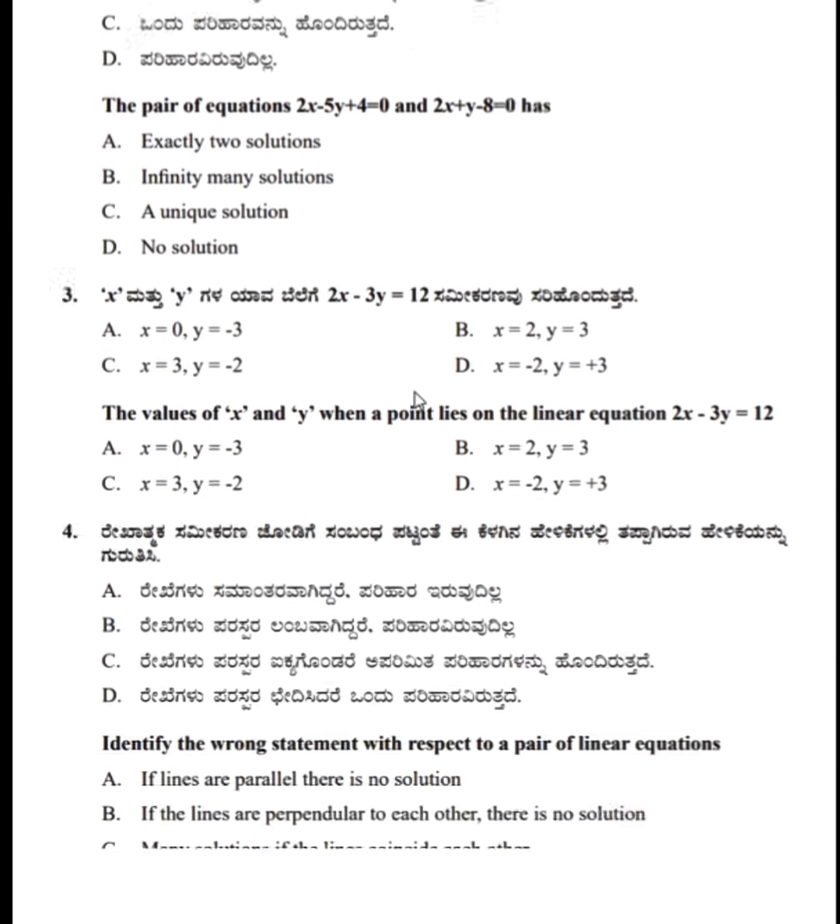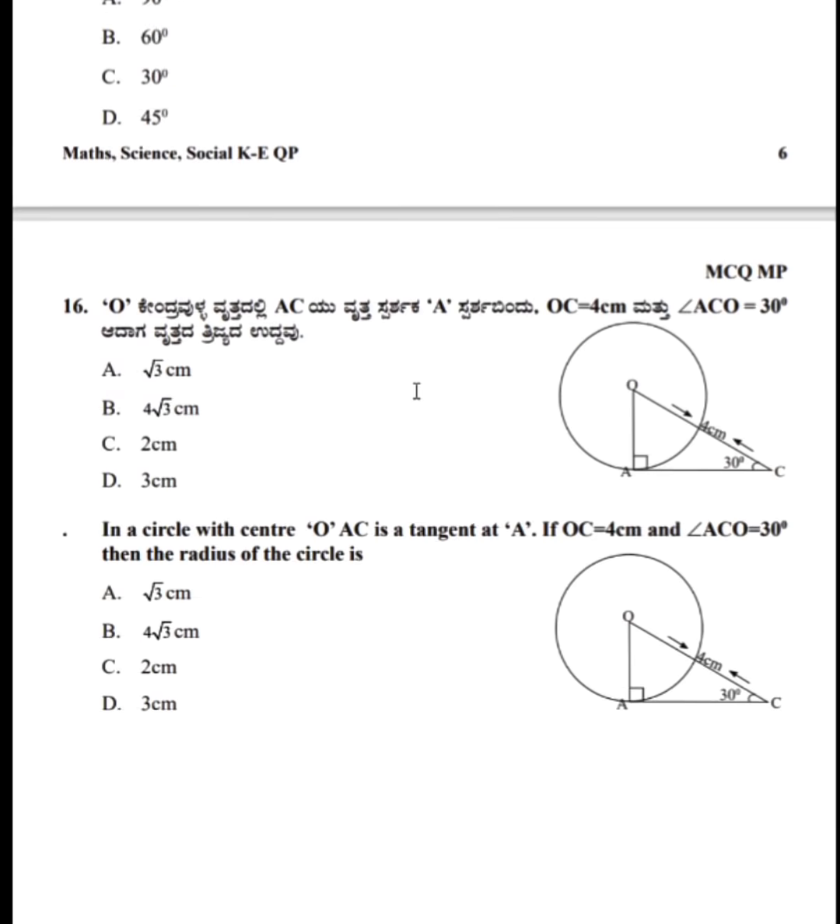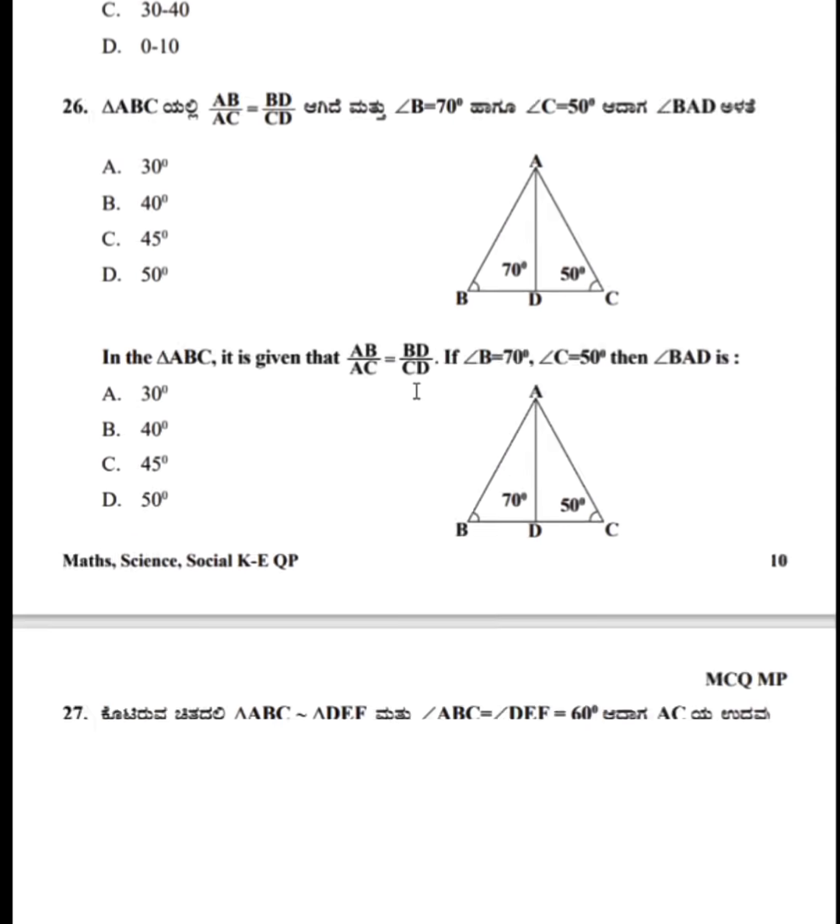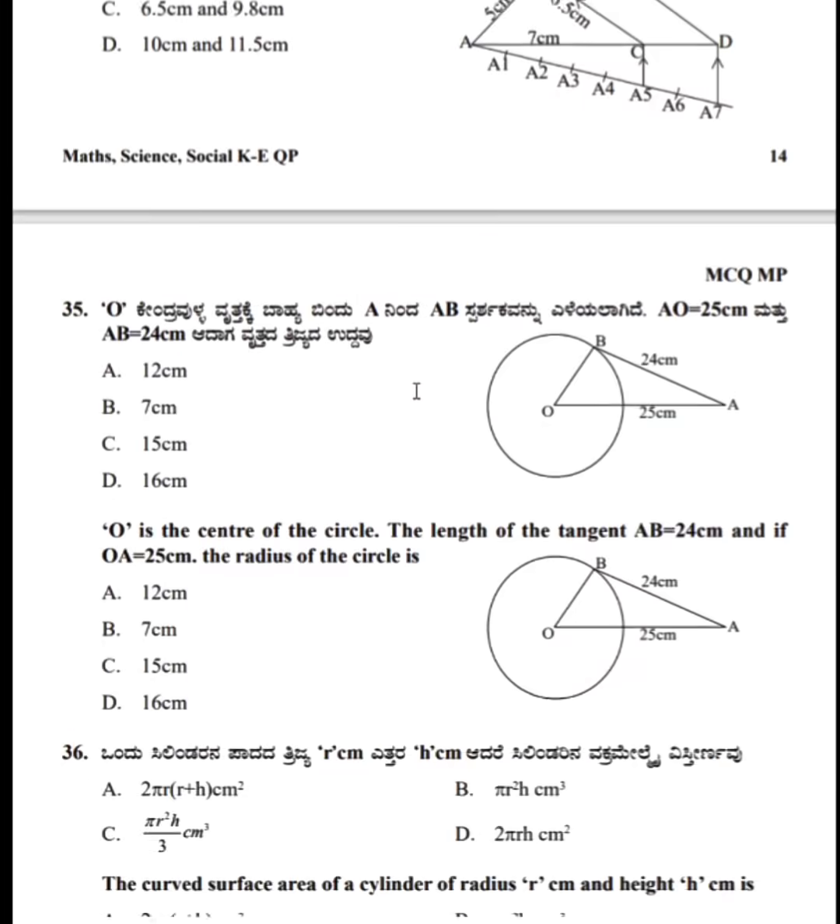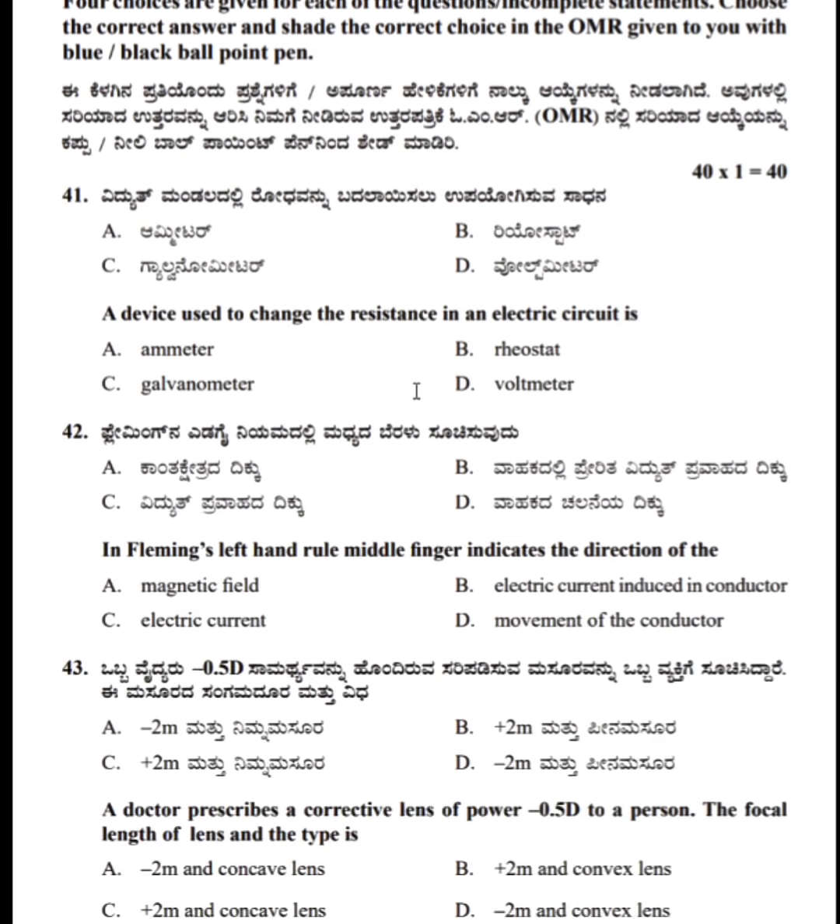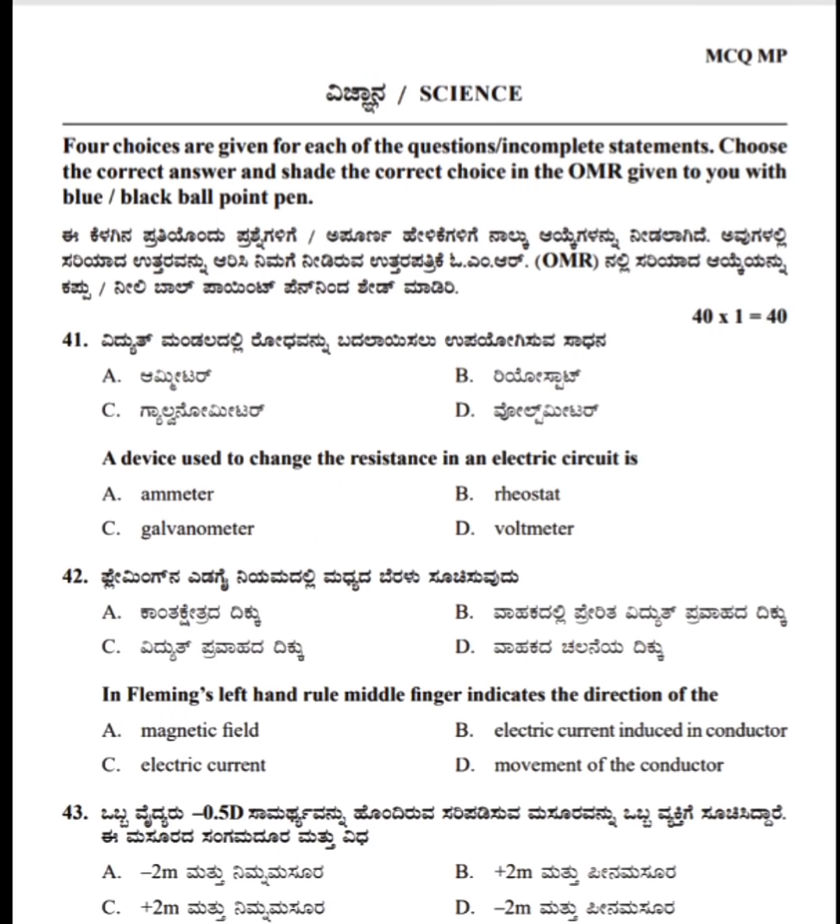Question number 1 to 40 is maths. From 41 to 80 is science. Now we'll see answers for science multiple choice questions. Science key answers. 4 choices are given for each of the following questions or incomplete statement.